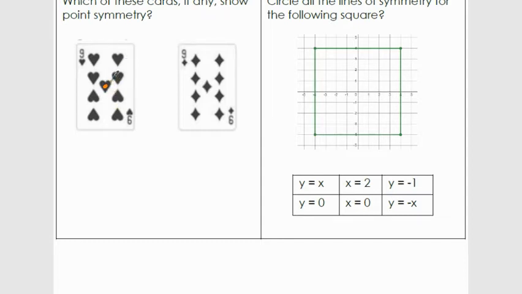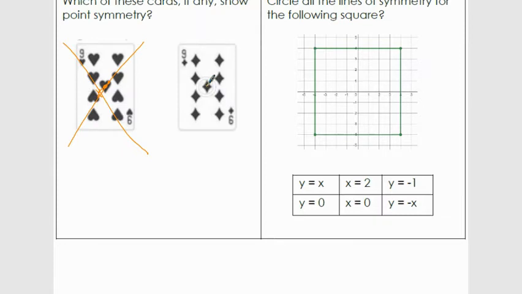So this does not. You can test again by drawing from the heart to the center point, same distance on the same line. You do not hit a point on the heart. So this one does not. But if we're looking at a diamond, the diamond shape, whether it's right side up or upside down, we can't tell.